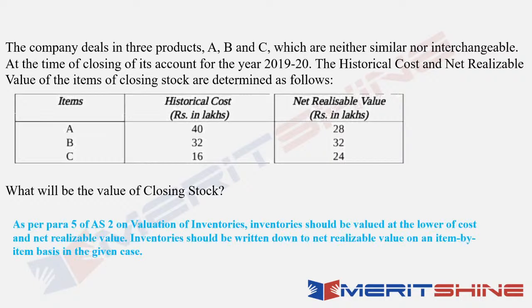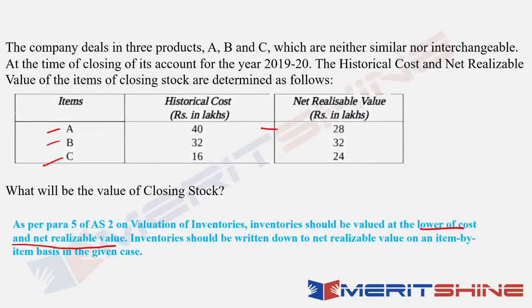Yeah, it's a very simple question. Again, it is from para 5 of AS2. Inventories should be valued at the lower of cost and net realizable value. If you read it, they are writing "and net realizable value," which makes sense, but whichever is lower, the cost or its net realizable value, that will be taken. And for different items, it has to be taken individually. Those are the only two concepts used here.